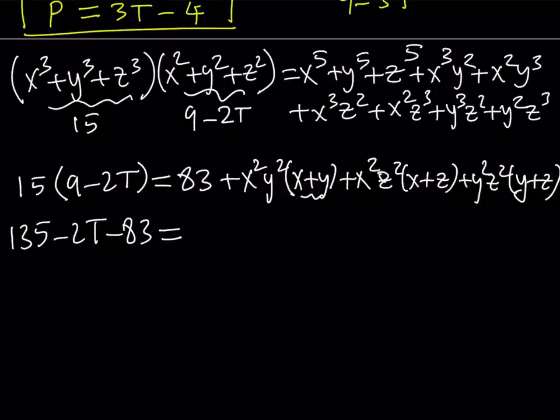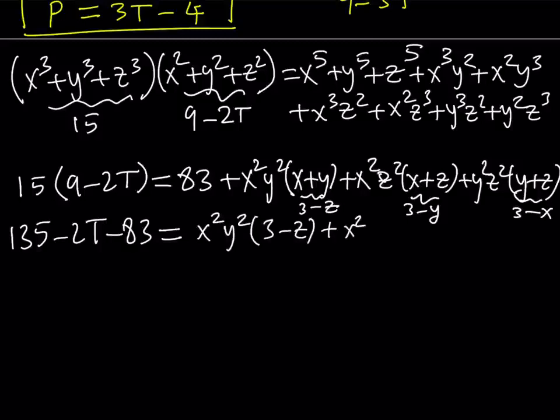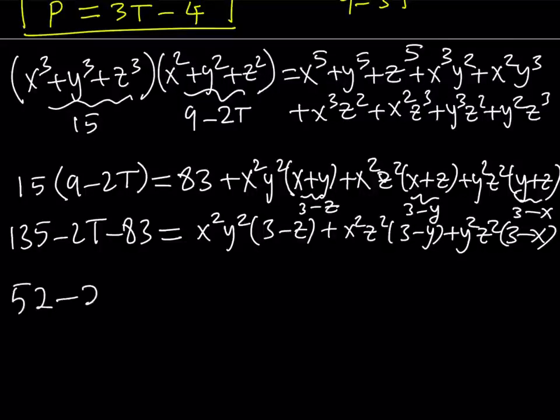I can replace x plus y with 3 minus z. Why? Because x plus y plus z is equal to 3. I can replace x plus z with 3 minus y, and I can replace y plus z with 3 minus x. So I get the following. Because I subtracted 83, I get x squared y squared multiplied by 3 minus z, plus x squared z squared times 3 minus y, and y squared z squared times 3 minus x. And now, if you subtract, you're going to get 52 minus 2t.